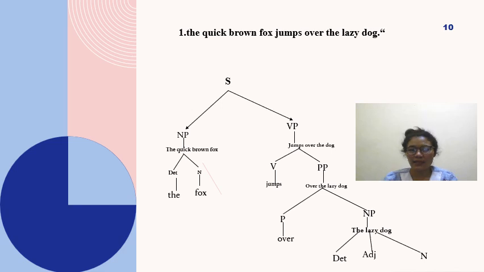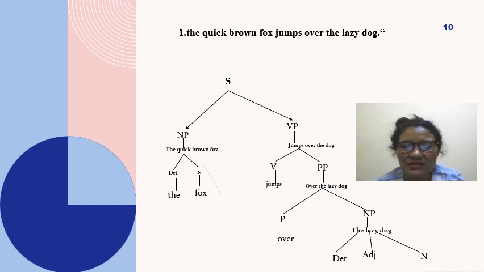Okay, let me solve this question with the diagram. The subject is the quick brown fox jumps over the lazy dog. The noun phrase is the quick brown fox. The is a determiner, an article, and the noun is fox. The verb phrase is jumps over the lazy dog, and the verb is jumps. The prepositional phrase is over the lazy dog.